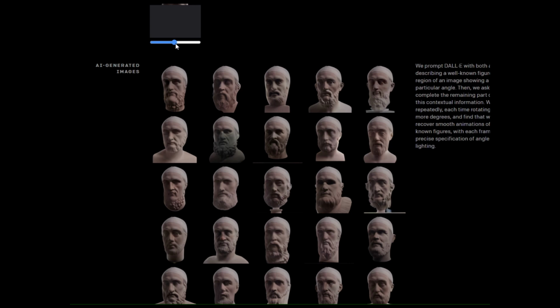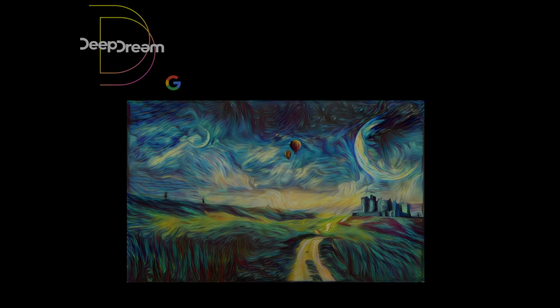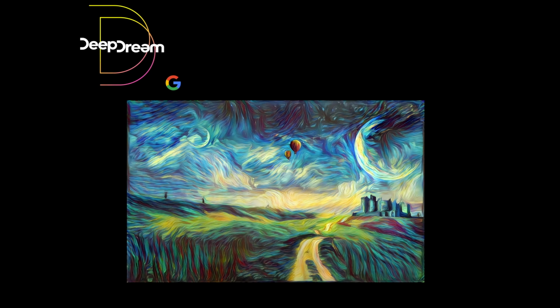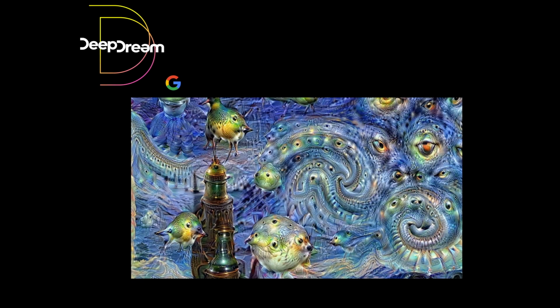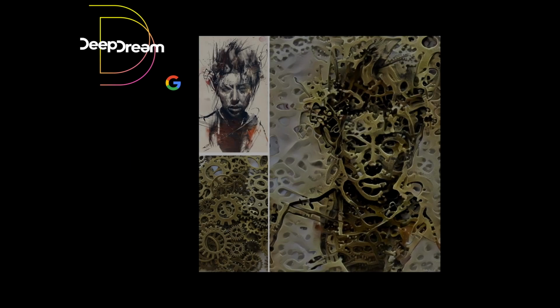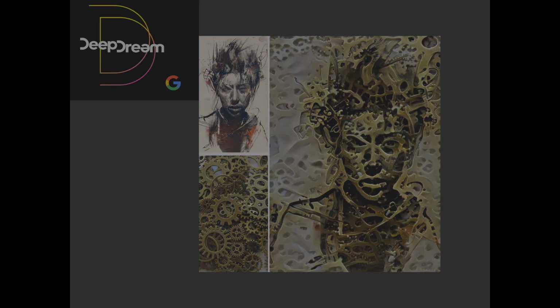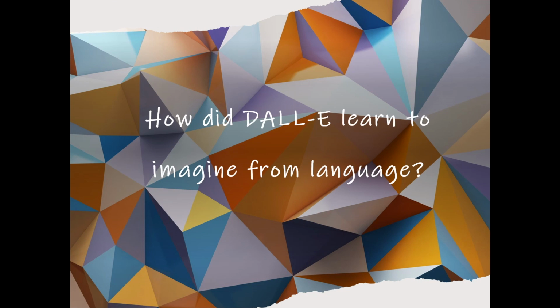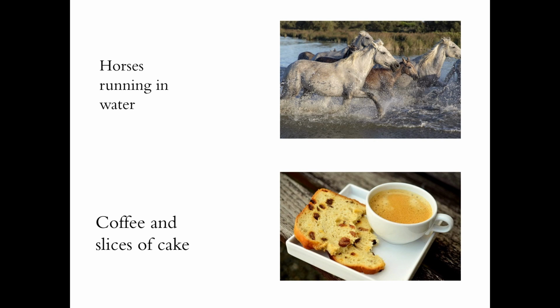DALL-E is not the only AI model that's able to imagine. A few years ago, Google released Deep Dream that generates hallucinatory, dreamlike images. However, unlike DALL-E, Deep Dream does not have the ability to connect images with language. So how did DALL-E learn to imagine from language? It learned from associating human search queries with image results.